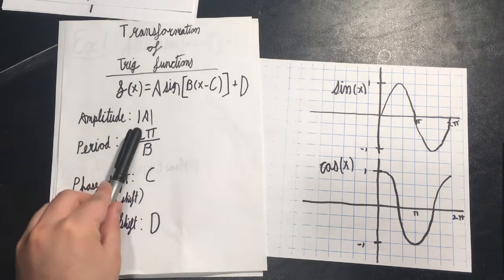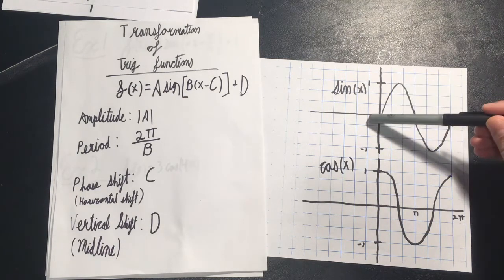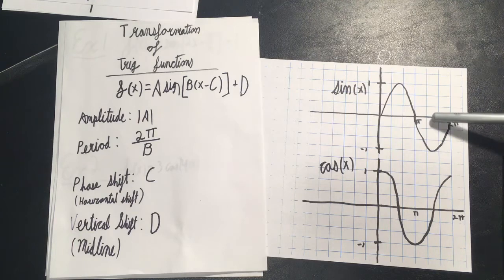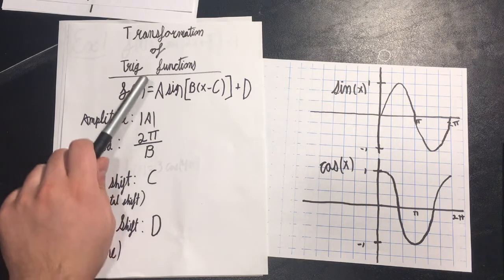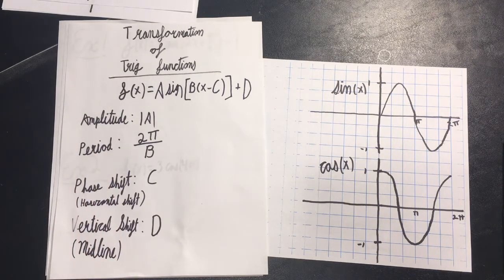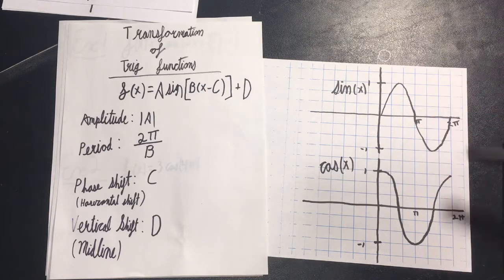First thing to look for is the amplitude: how far your max is away from your midline and how far your minimum point is away from your midline. There's going to be a number multiplied to the front of your sine or cosine function. The absolute value of that will be its amplitude. Like here, you can see there's technically a 1 written up front there, so that's why you're getting an amplitude of 1 here.